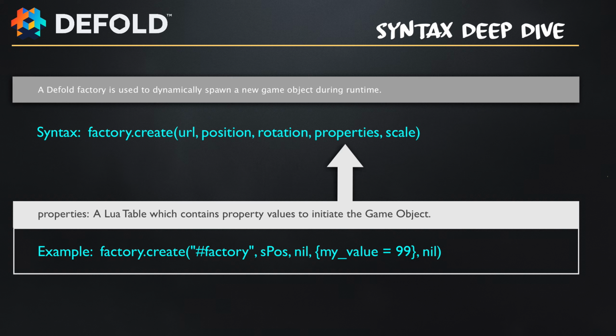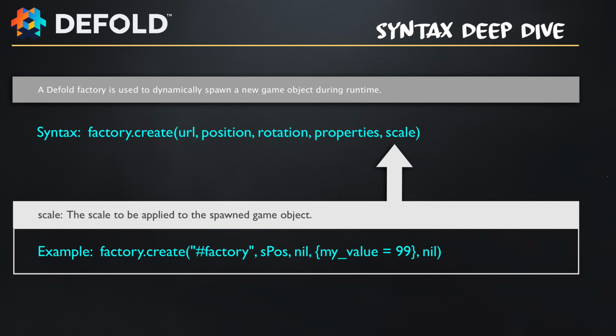Properties. You can optionally pass properties down to a particular spawned game object. That'll be done in a Lua table with any script property values that you want to initiate the game object with. Scale. This is also an optional parameter. That's the scale of the spawned game object. The scale can be expressed as a number greater than 0, which specifies uniform scaling across all the axes.